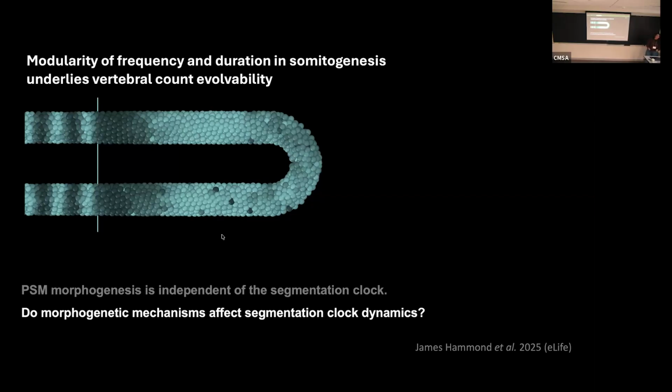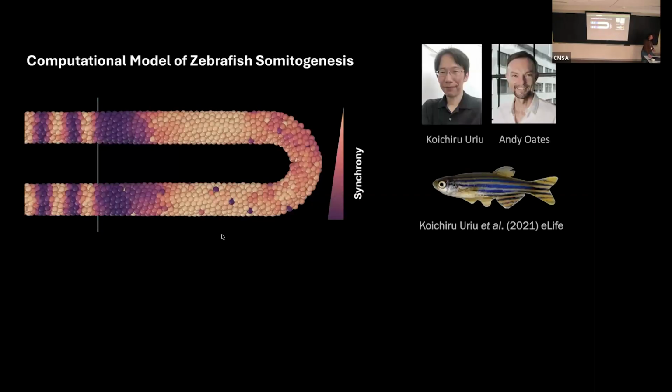So instead, we take a modeling approach. I've been showing you the simulations all along, using a model published in 2021 by Koichiro Uriu in eLife. We are then able to challenge this model with different morphogenetic modes that we find from different vertebrate species.